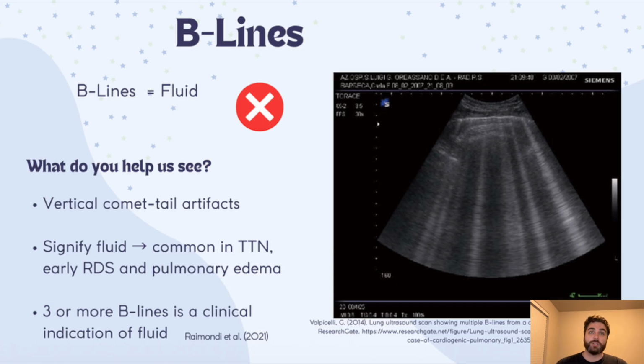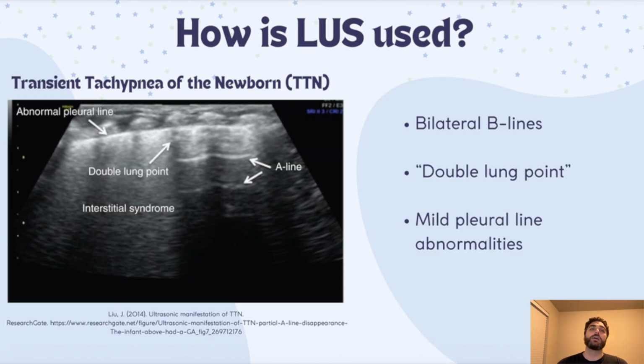Then the clinician just looks at the distribution of these B lines, the density of these B lines, to help differentiate between the different types of respiratory conditions. So that can really easily help to determine whether it's RDS or TTN, transient tachypnea of the newborn, which is what we will take a look at here in this next slide.